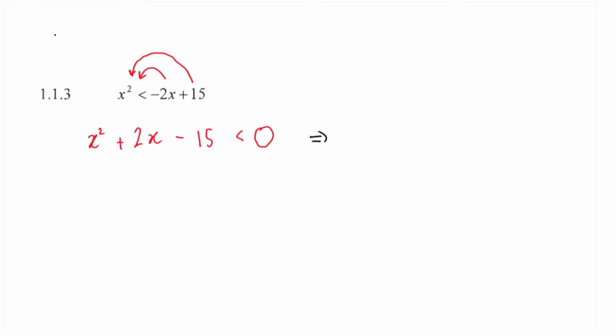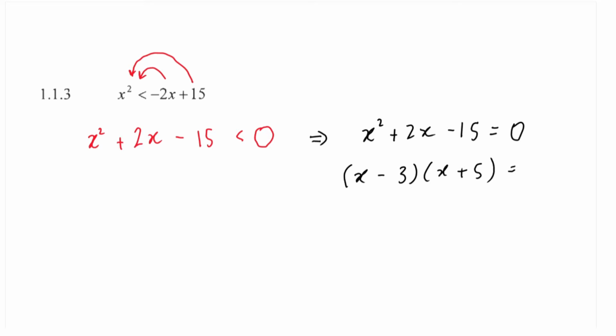The next step is to treat this like an equation. So x squared plus 2x minus 15 is equal to 0. You can solve this using your calculator again or the quadratic formula, but I will choose to factorize, and you can watch a video of mine that teaches you how to factorize trinomials. So if we factorize this, it becomes x minus 3, x plus 5 is equal to 0, and we have two solutions, x is equal to 3 or x is equal to minus 5.